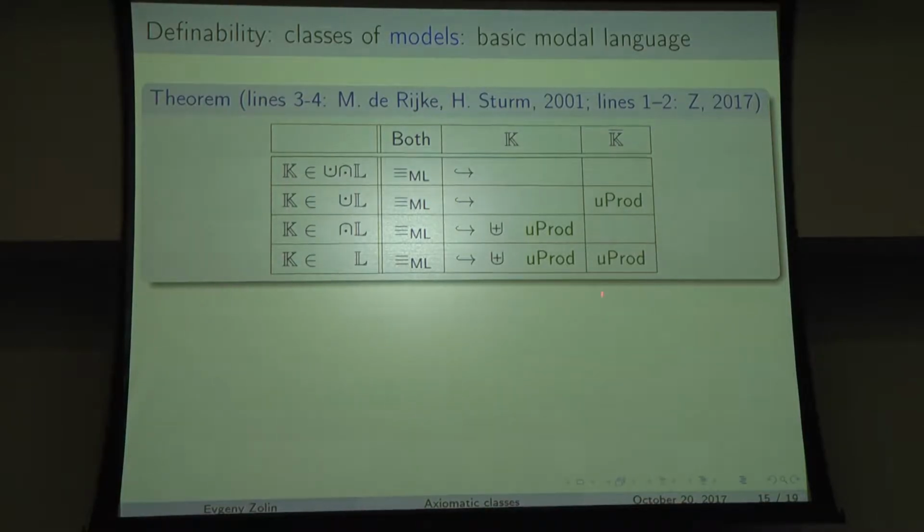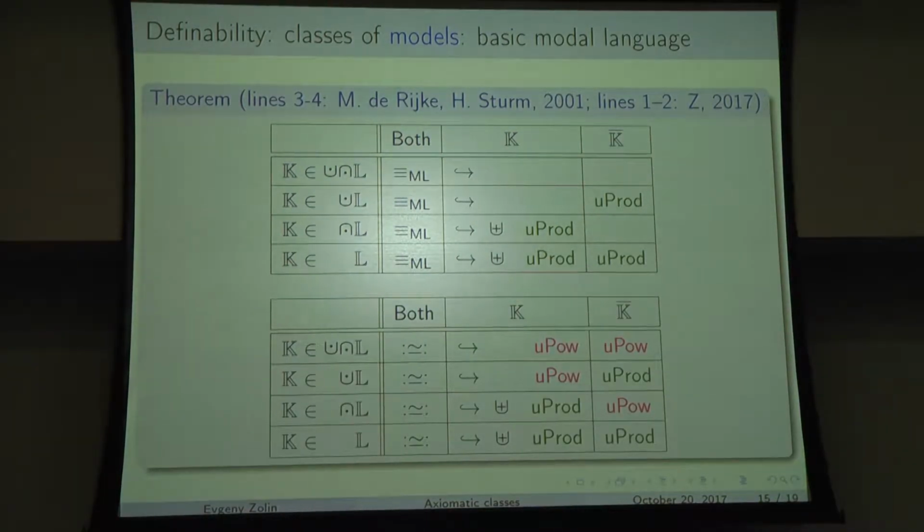This looks like this. Again, symmetric, except for this ingredient. This is the generated submodel relation. One model is a generated submodel of another one. So the class K should be closed under taking generated submodels. And this is the disjoint union operation, which is available if we consider models, not pointed models. And again, if we switch to bisimulation, this time global bisimulation, which relates models, not pointed models, we can do this at the price of adding ultrapower at every empty place in our table.